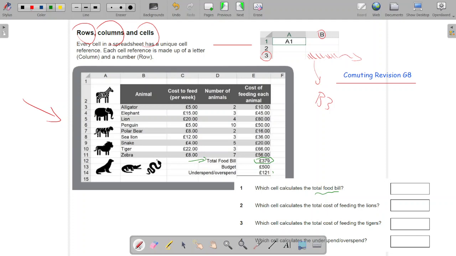What is the location of this one? The location is the column E and the row 12. So you'll say that the cell that is showing or calculating the total food bill is going to be E12. This kind of questions. So your ability to distinguish the location of cells is very important. So try to be familiar with it.